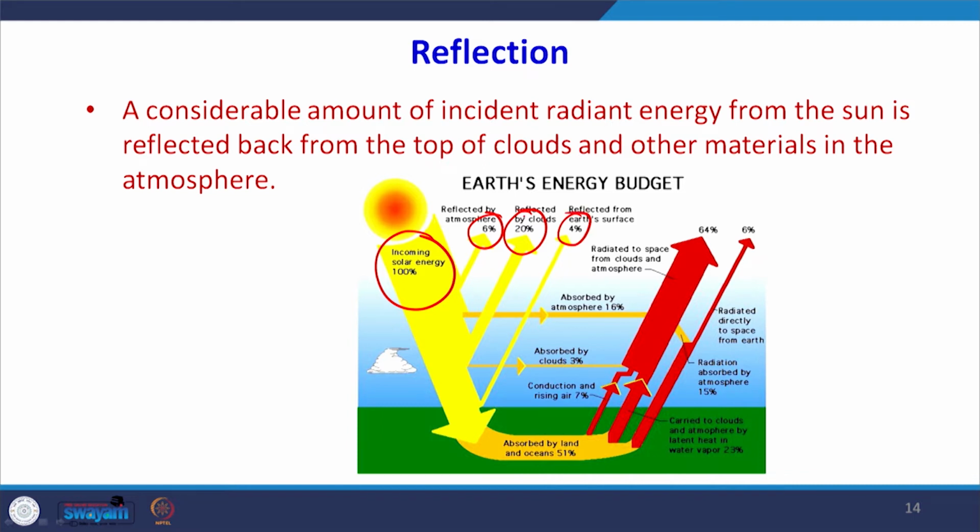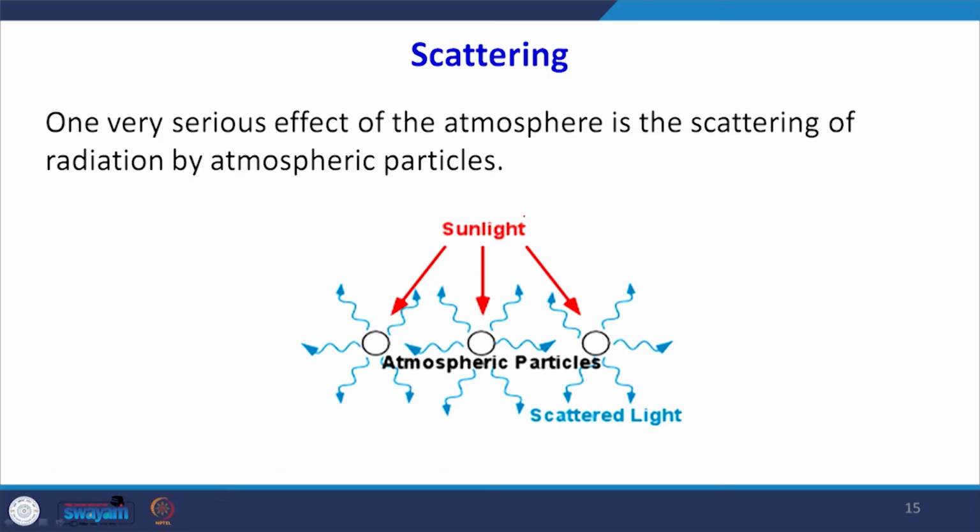So you can see here the different kinds of losses, we would say, because if you want 100% reflection, then these are all the losses. So only a small percent of the reflected energy is now captured by the sensor.